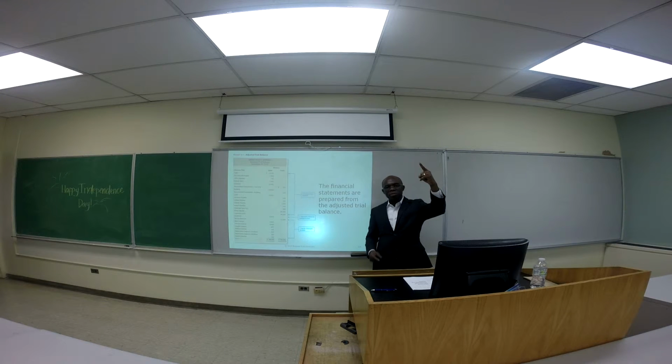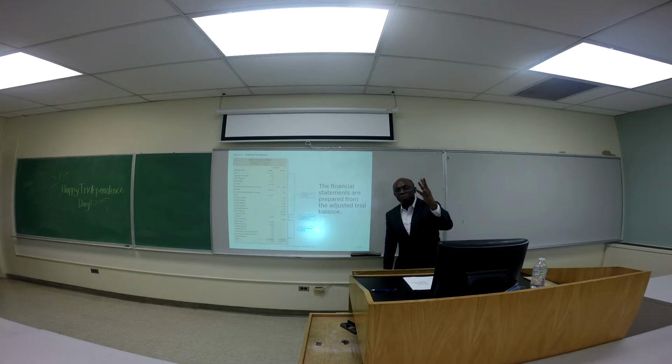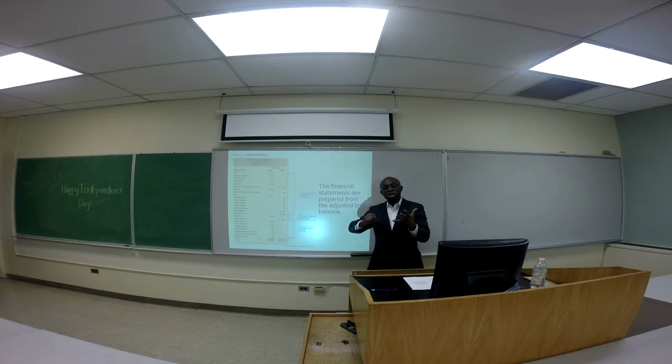So, number one, we start with the beginning balance. Number two, we analyze and record transactions in the journal. Number three, we post to the ledger. Number four, we prepare unadjusted trial balance. Now, after preparing unadjusted trial balance, then number five, we now journalize adjusting entries.